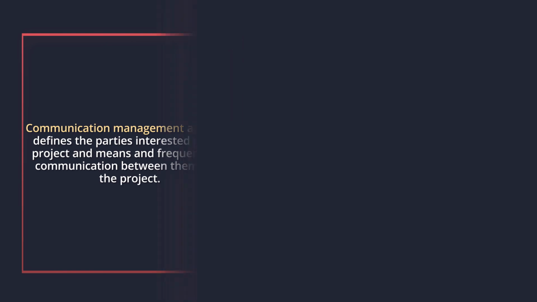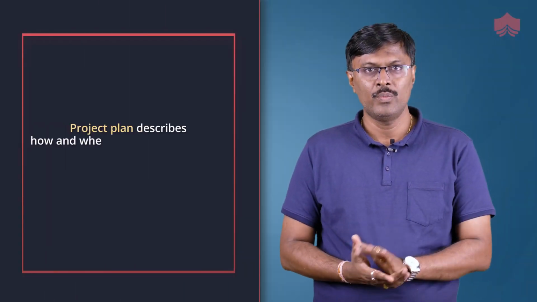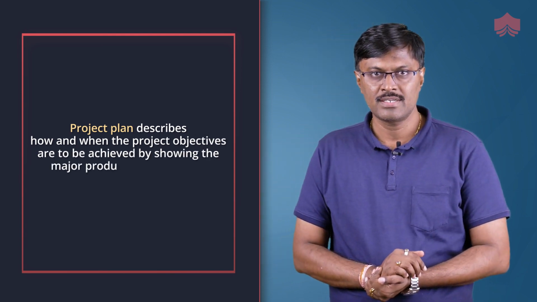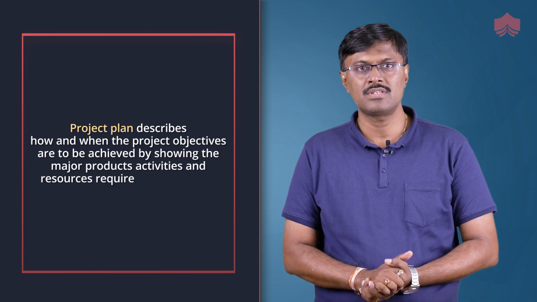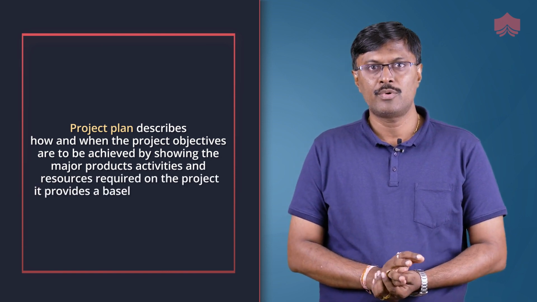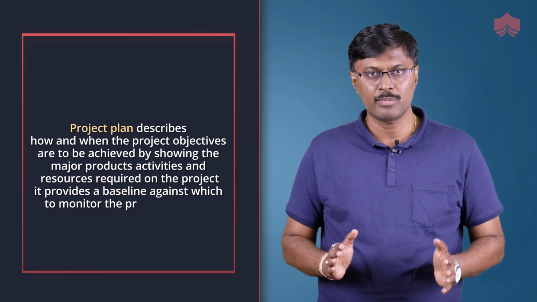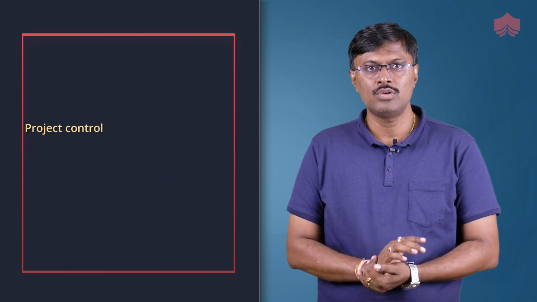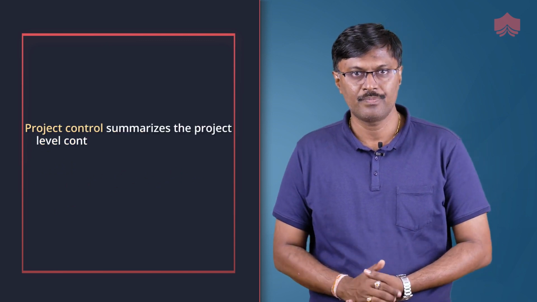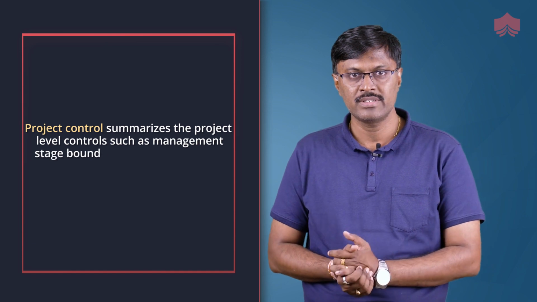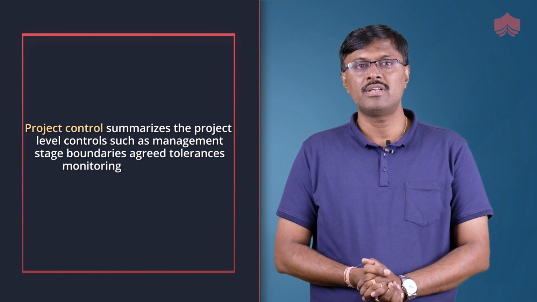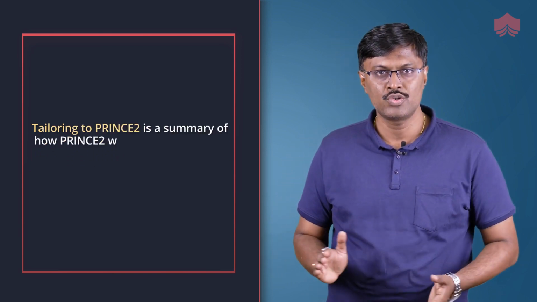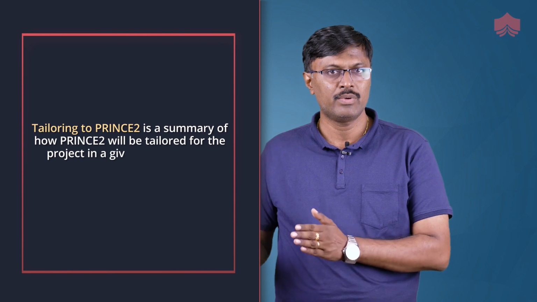Project plan describes how and when the project's objectives are to be achieved by showing the major products, activities, and resources required on the project. It provides a baseline against which to monitor the project progress management stage by stage. Project controls summarizes the project level controls such as management stage boundaries, agreed tolerances, monitoring and reporting. Tailoring to PRINCE2 is a summary of how PRINCE2 will be tailored for the project in a given environment.